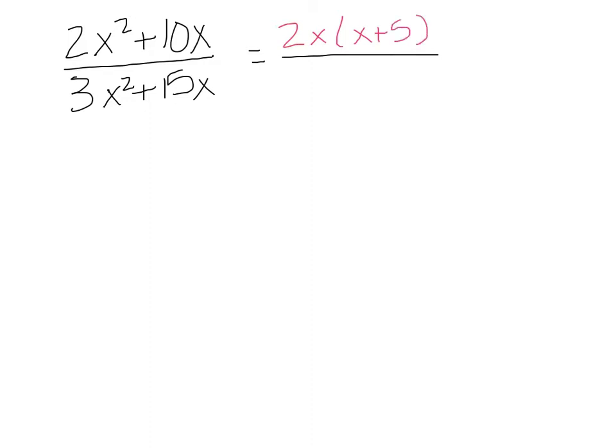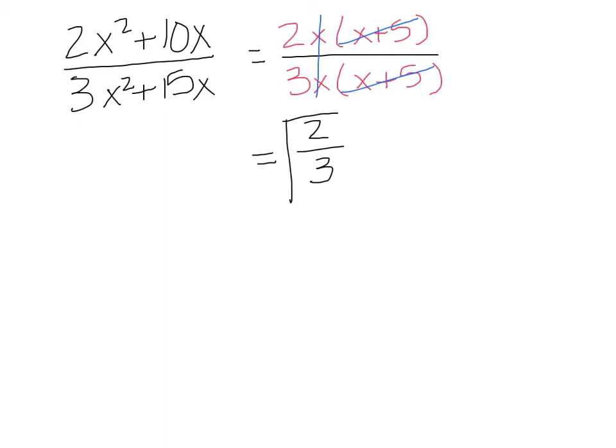Now let's look at the denominator. I have 3x squared plus 15x. So 3x is the GCF in this case. When I factor that out, I'm left with x plus 5. Now remember, we're canceling out common factors. Factors are things that are multiplied together, not added or subtracted. So since x plus 5 is totally on top and x plus 5 is totally on the bottom, I can cancel those out. I also have another common factor, the x's. I can cross those out too. So what I'm left with is 2 over 3. Can't simplify that fraction any further, so I'm done.